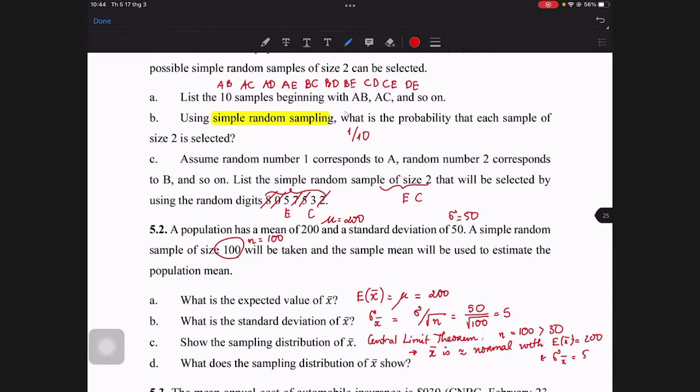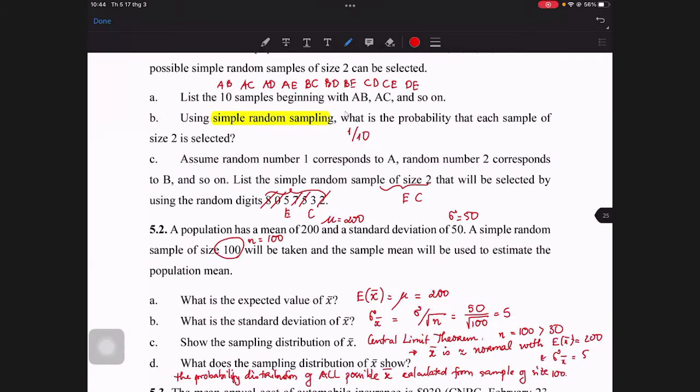What does the sampling distribution of X bar show? The sampling distribution of X bar is actually the probability distribution of all the possible values of X bar calculated from samples of size 100. So what does it mean by this?